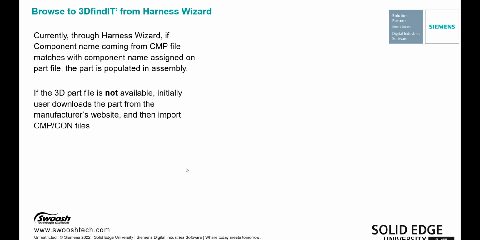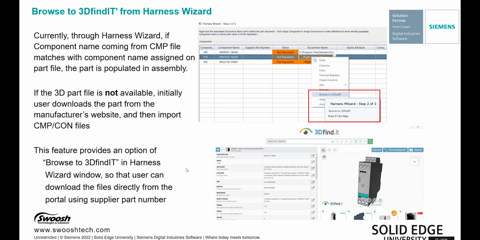Browse to find it from Harness Wizard. Currently, through the Harness Wizard, if the component naming from the CMP file matches the component name assigned in the part file, the file is populated in the assembly. If the part is not available initially, users download the part from the manufacturer's website and then import it into a CMP or CON file. And that's basically the workflow there.